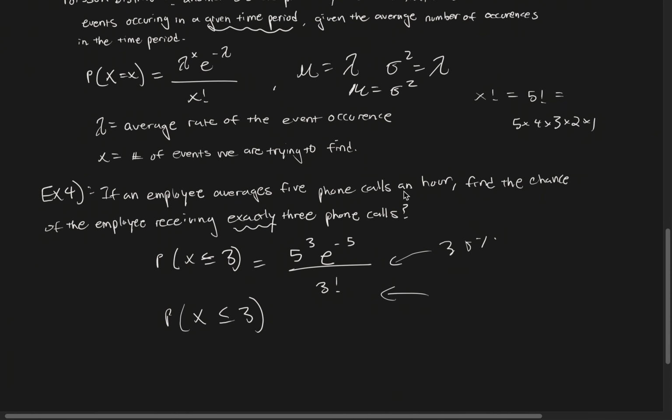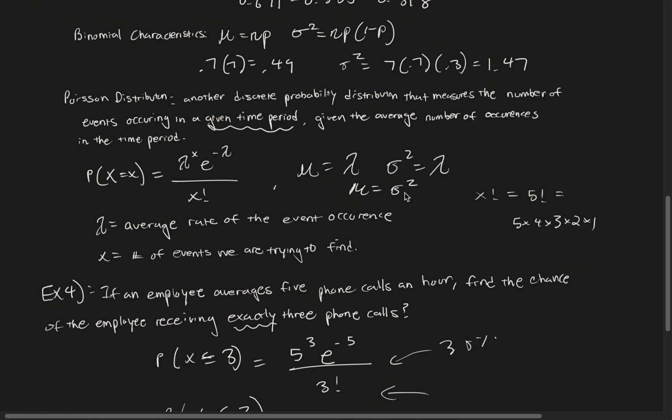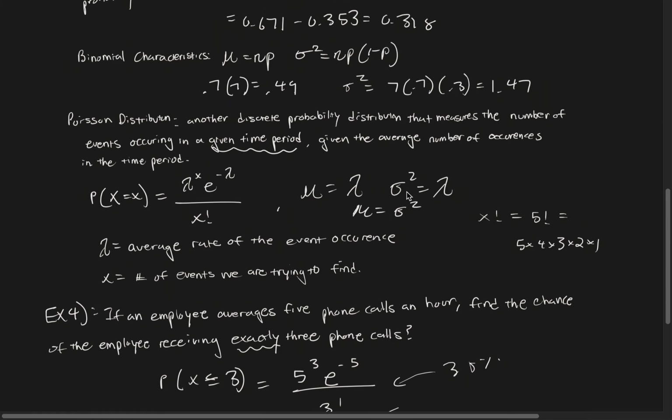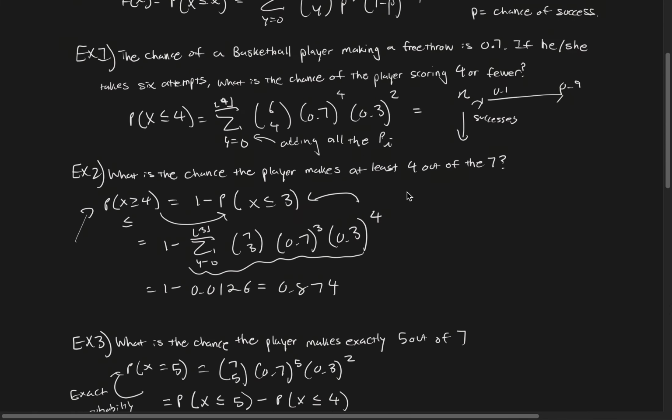All right, that is all for the binomial and Poisson distribution. In the next video, we will go over confidence intervals.